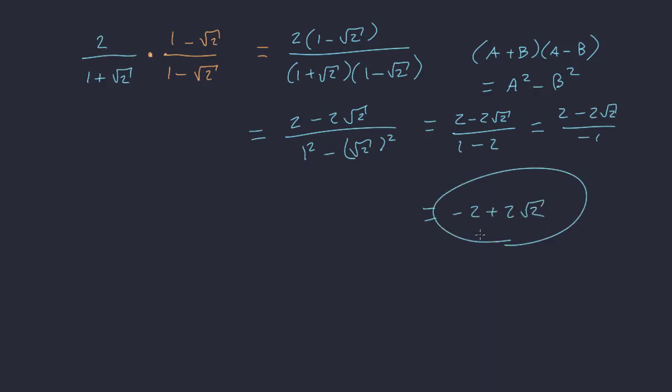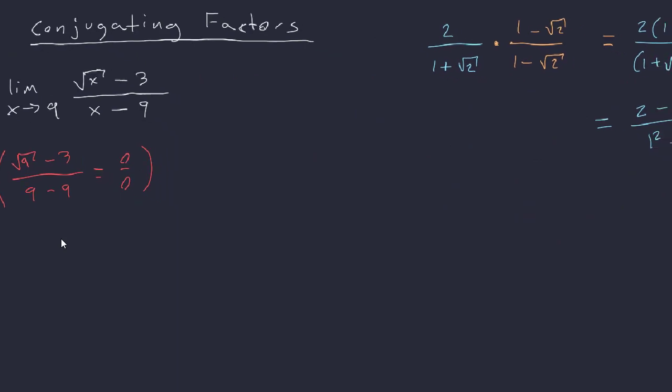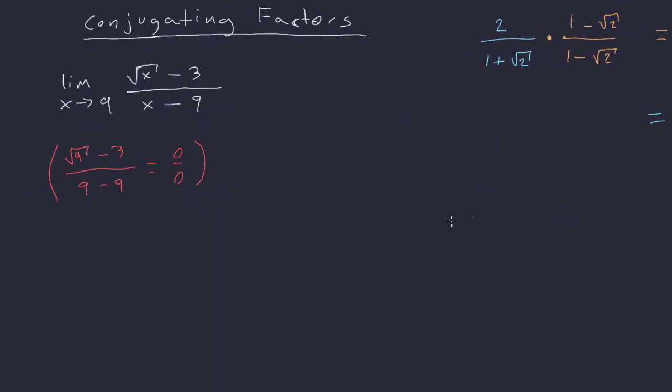Okay, so 2 divided by 1 plus root 2 is this thing right here. This is called rationalizing the denominator. You can call this a conjugating factor. We're going to do the same thing here, so we'll use a conjugating factor. And how a conjugating factor works, it works the same way.